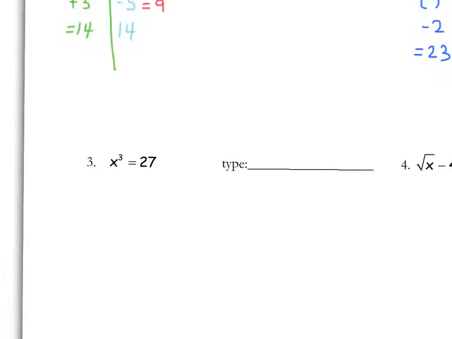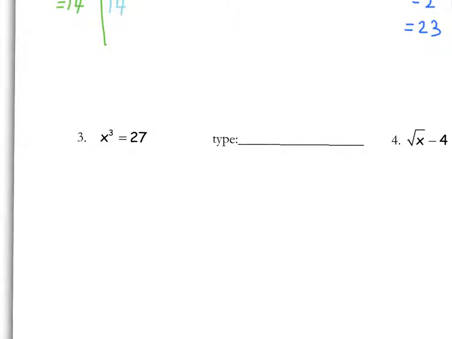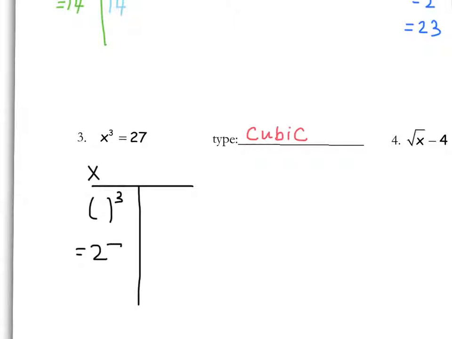We're going to move on to number 3. This is a cubic equation. How did I know it was cubic? I knew it was cubic because of the x cubed. Let's chart it up. Okay, what's happening to x? Guys, all that's happening to x is that we're cubing it, and that equals 27.